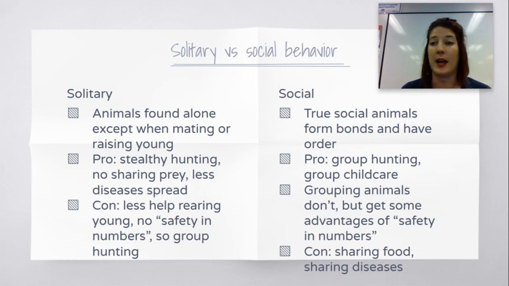So if you are a mountain lion, which is a solitary organism, they're not encountering other mountain lions that often. There's less chance of communicating diseases.